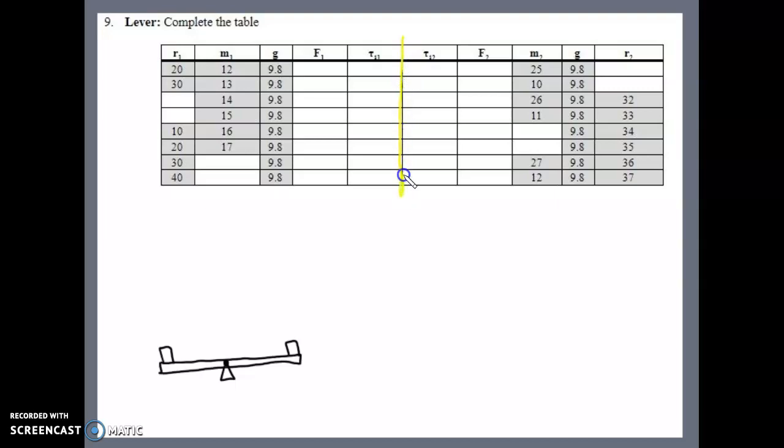And while it's not stated, which might be part of the reason some people are having a little bit of confusion, what I'm looking for is that the torque on this side should be equal to the torque on that side. I'm trying to balance everything out. So if I want to find torque, torque is equal to force times the distance of the lever arm. In this case, we're labeling that as R.